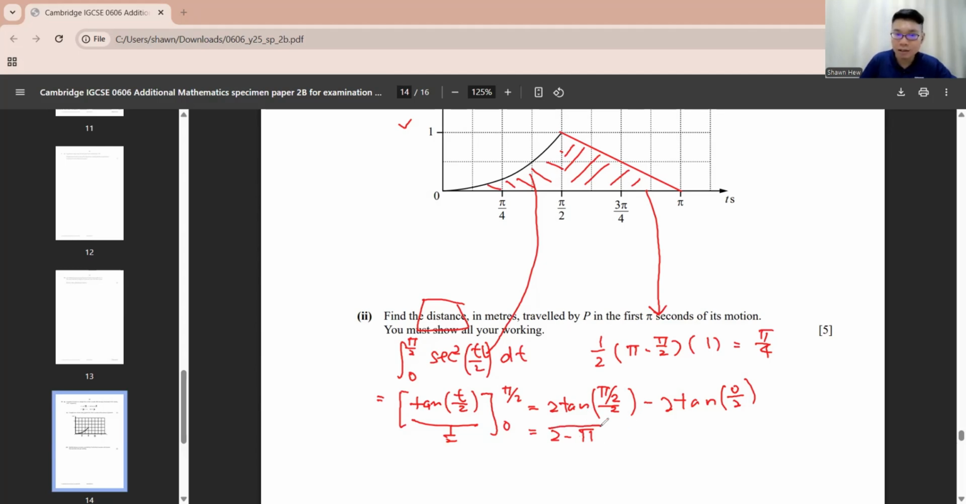So this part is 2 minus pi. This part is pi over 4. So the total distance is just this plus this. You can directly key in the calculator and you get 1.21, since this is a calculator paper.